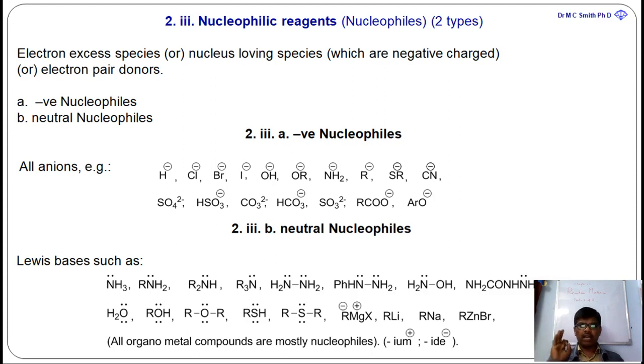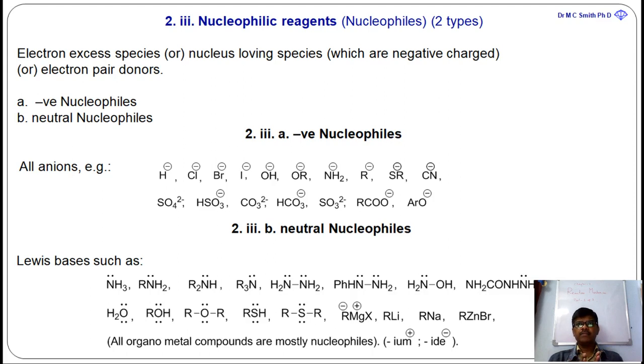Water is a nucleophile. Alcohol is a nucleophile. Ether is a neutral nucleophile. Mercapto alcohol, that is thiols, and thioethers are neutral nucleophiles. And the other category are all organometal compounds, which are also known as neutral nucleophiles. Though they contain charges on them, in total the charge is neutral, so they act as neutral nucleophiles.